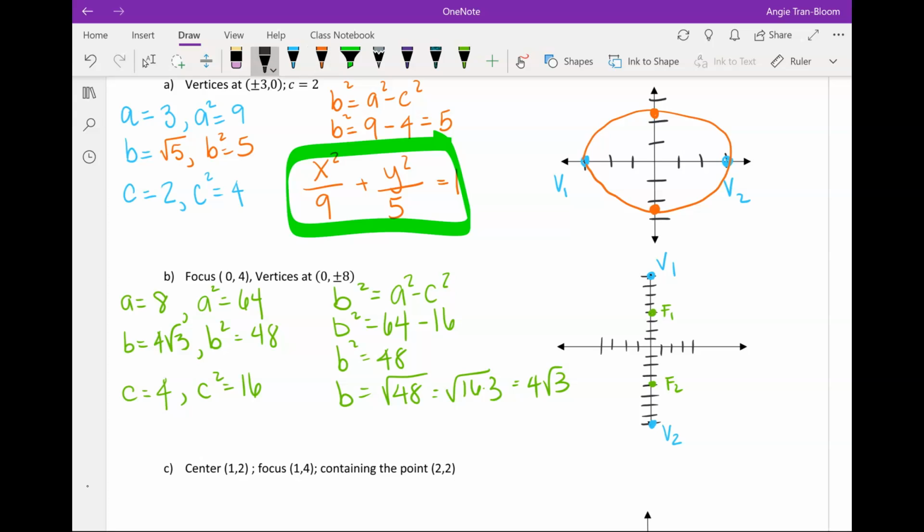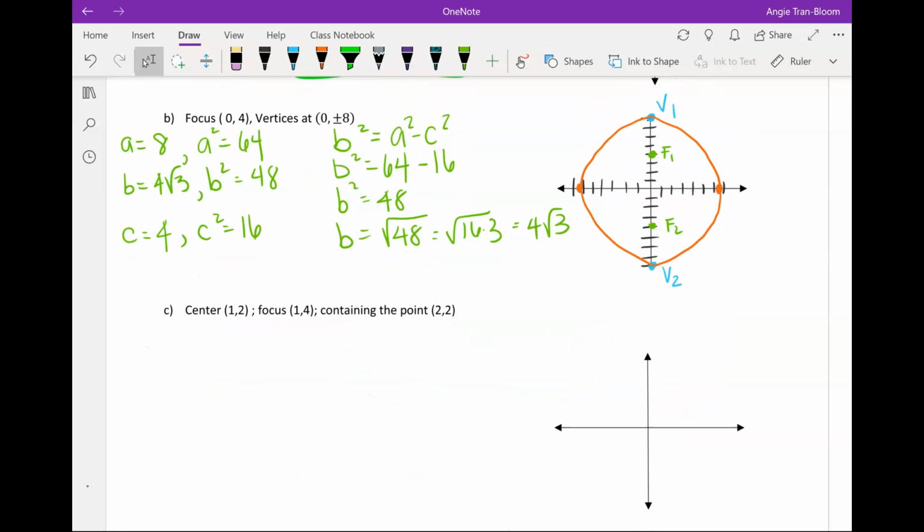I need some more tick marks then. 1, 2, 3, 4, 5, 6, 7. 1, 2, 3, 4, 5, 6, 7. So in between 6 and 7 would be your minor. Okay. So now we need to write an equation for it.